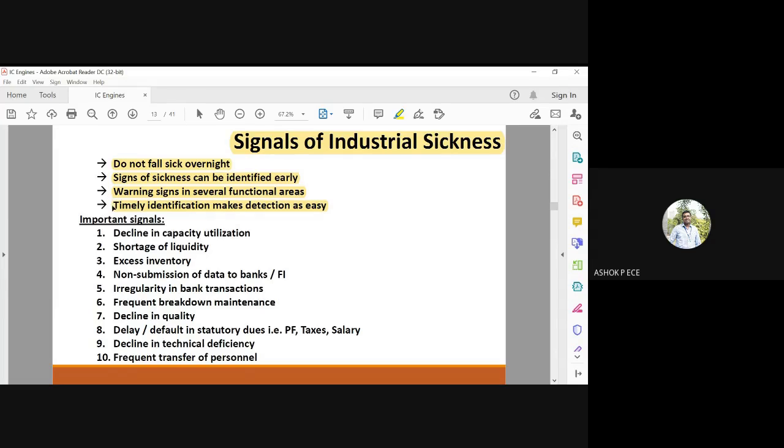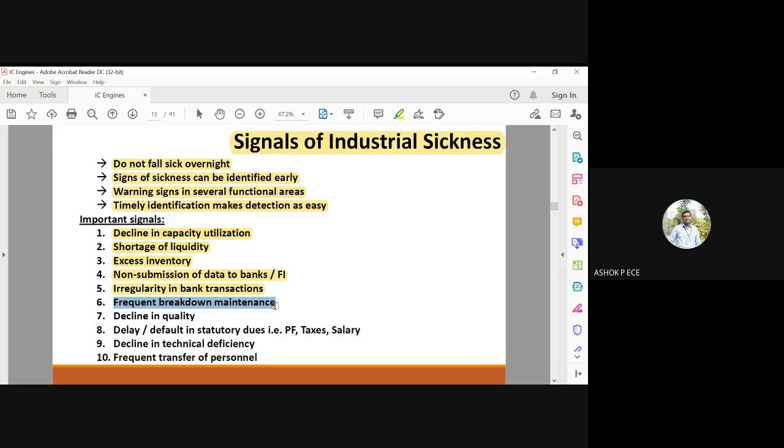The important signals that financial experts mention are a decline in capacity utilization, which means you have people who are technically very strong, but you are not using them fully, or they are not up to their potential. Shortage of liquidity, so liquid cash you will not have. Excess inventory, so you will be spending a lot. Non-submission of data to banks and financial institutions. You don't pay your dues or EMIs regularly because you don't have profit. Irregularity in bank transactions, where you don't know how the money is flowing out. Some irregularity has happened in the bank transactions.